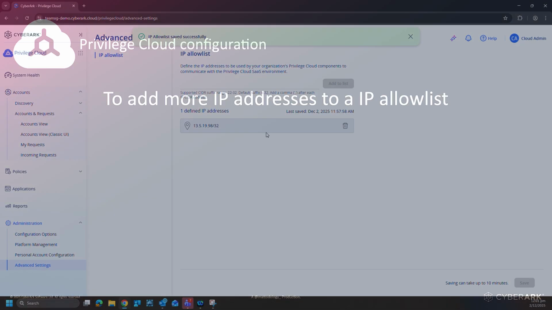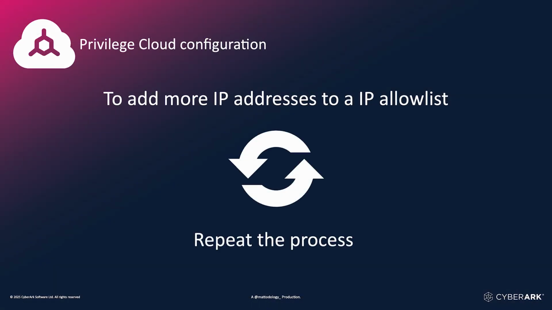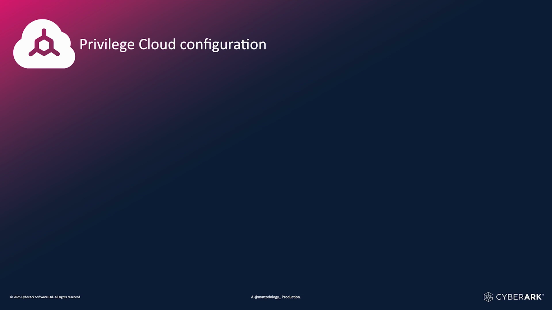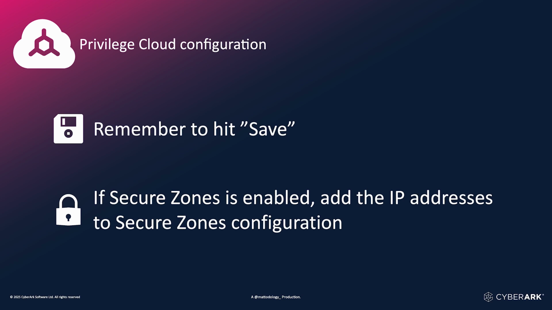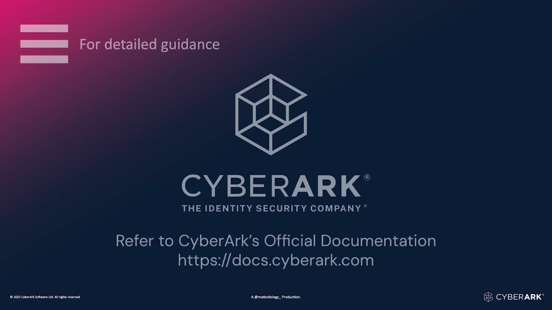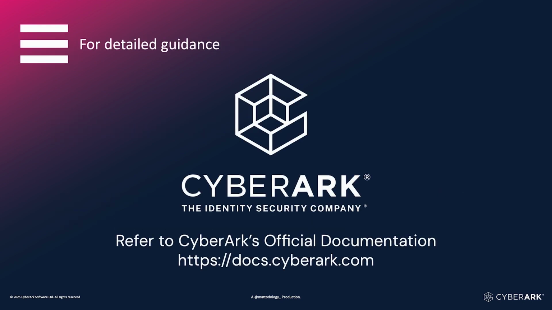To add more IP addresses later, just repeat the process. Enter the new address, click Add to List, and remember to hit Save. If you later enable secure zones for enhanced network access control, make sure to add your allow list IP addresses to the secure zones configuration. For detailed guidance, refer to the Control Access using Secure Zones section in the CyberArk documentation.